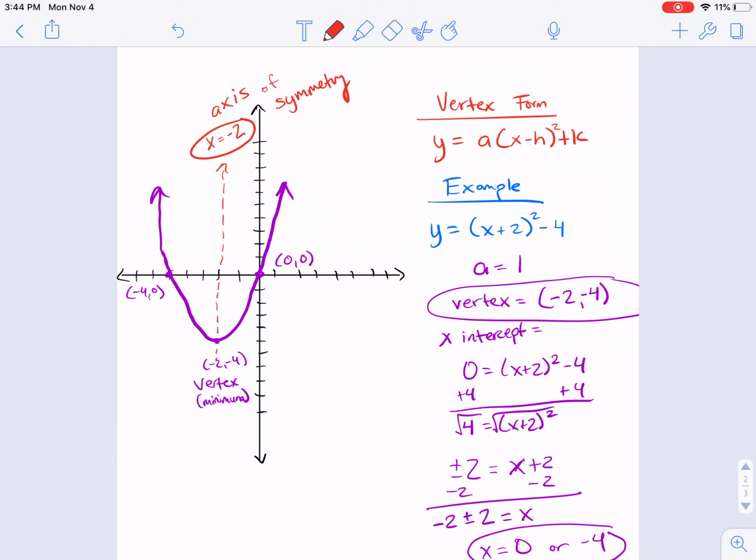And so, as I said, this is just a brief introduction to the idea of vertex form, and hopefully it answers some questions and kind of gets you into the idea of what this looks like. Later on, I'll look at converting equations from standard form to factored form to vertex form and vice versa.